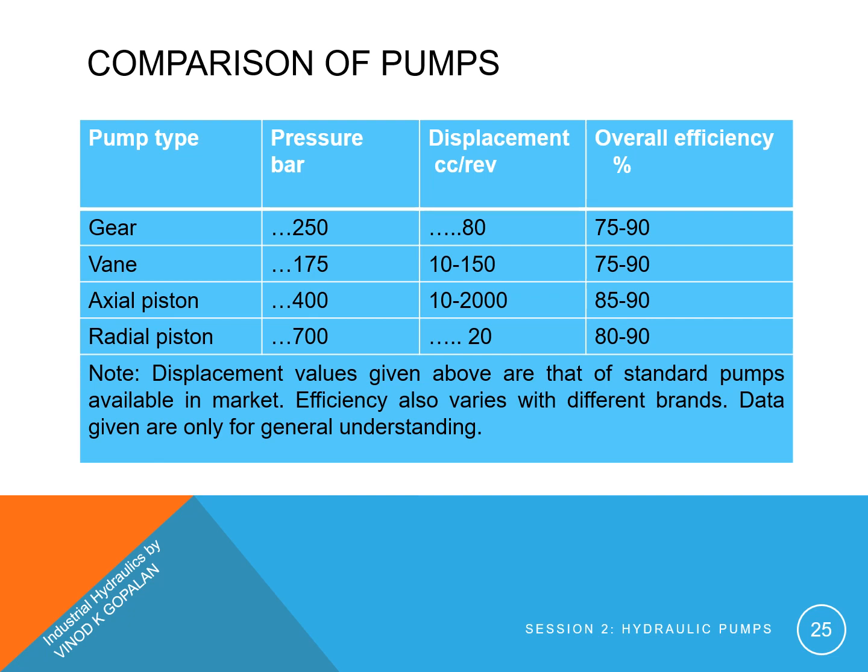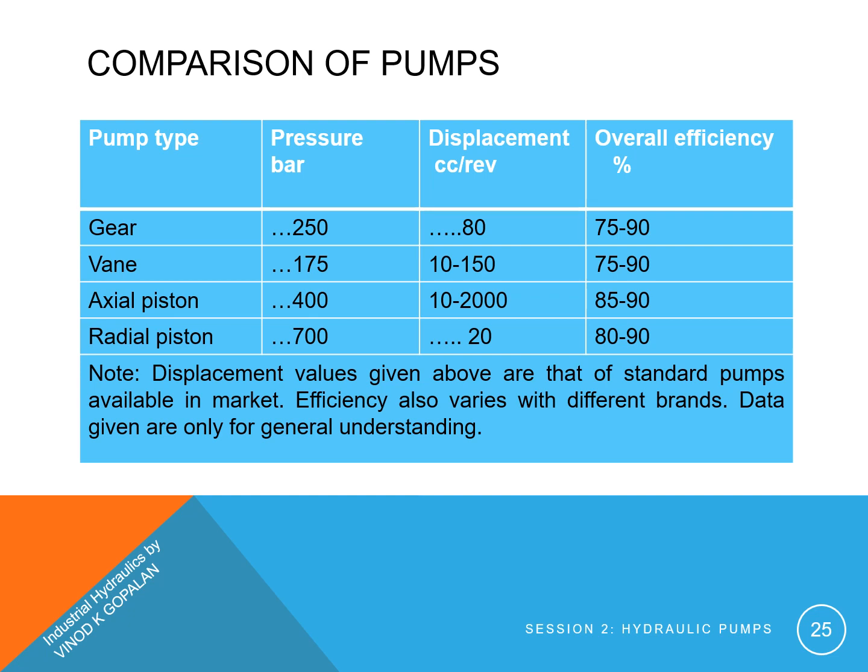Comparison of pumps. Here we are comparing different types of pumps with their three parameters: pressure, displacement, and overall efficiency. Gear pump. It can take a maximum of 250 bar pressure and displacement up to 80 cc. Efficiency ranges from 75 to 90%. Vane pumps: up to 175 bar operating pressure, 10 to 150 cc per revolution displacement. Efficiency from 75 to 90.